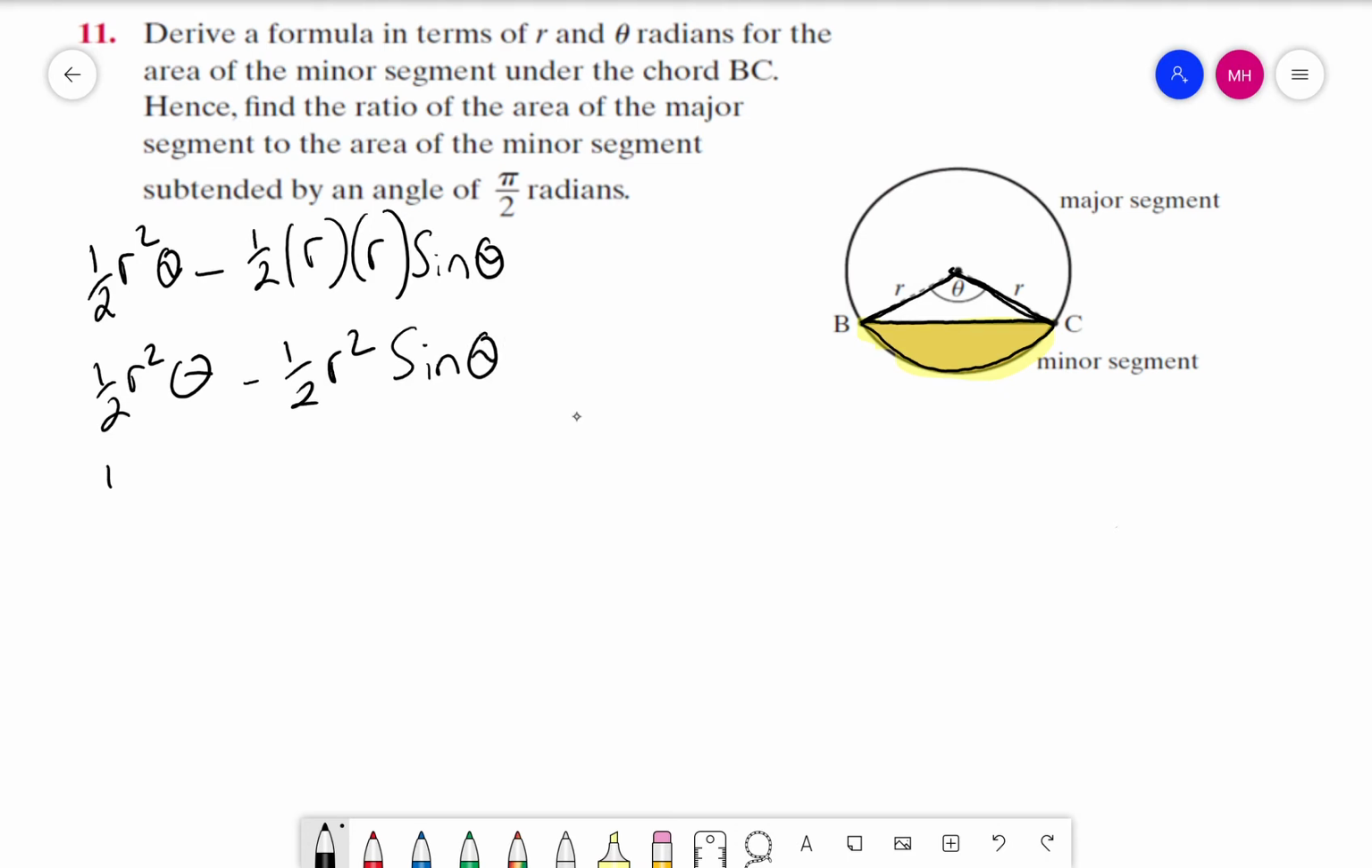So you can factor out the half OR squared to be left with theta minus sine theta. And that there is, well, that there is this bit here.